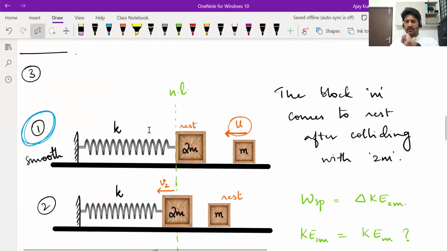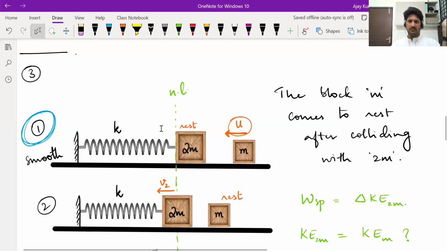A block was connected to a spring and that system was initially at natural length and at rest. Another block came and collided with this one, due to which this system got disturbed, and you are asked to find to what maximum extent the spring gets compressed. So understand how we went towards the solution, what steps we took to solve this problem.